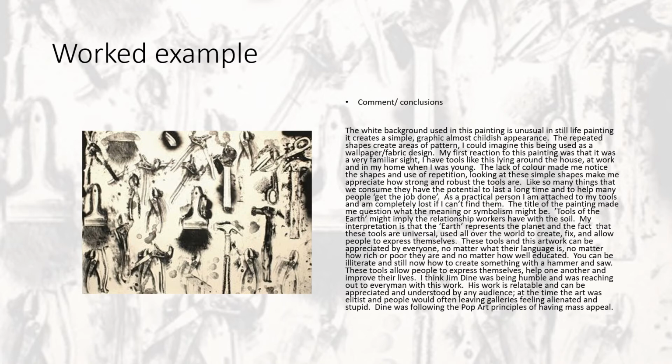The title of the painting made me question what the meaning or symbolism might be. Tools of the Earth might imply the relationship workers have with the soil. My interpretation of the Earth represents the planet and the fact that these tools are universal, used all over the world to create, fix, and allow people to express themselves. These tools and this artwork can be appreciated by everyone, no matter what their language is, no matter how rich or poor they are, and no matter how well educated. You can be illiterate and still know how to create something with a hammer and saw. These tools allow people to express themselves, help one another, and improve their lives.